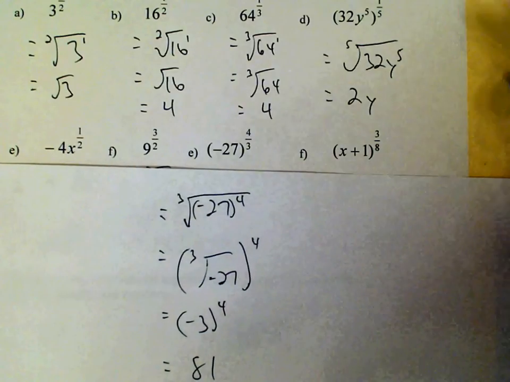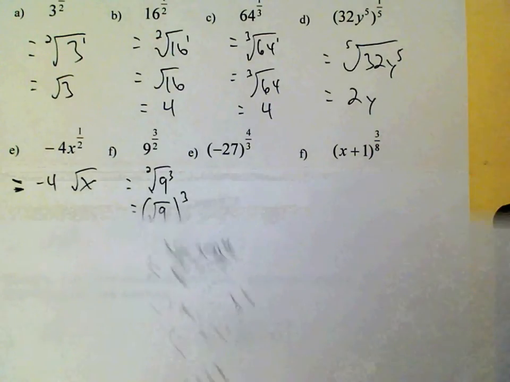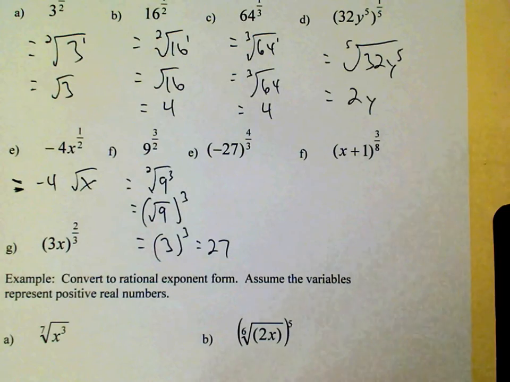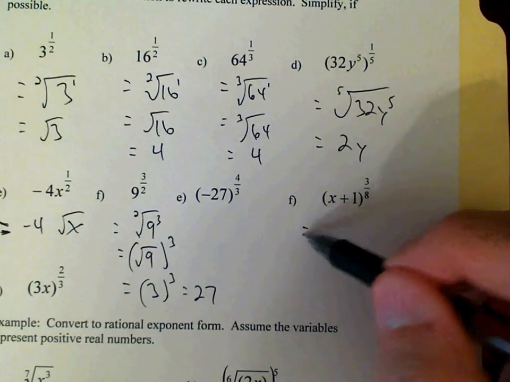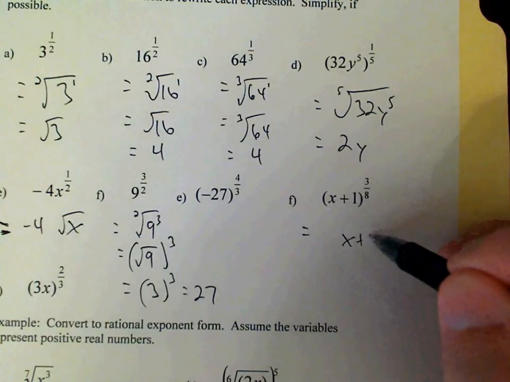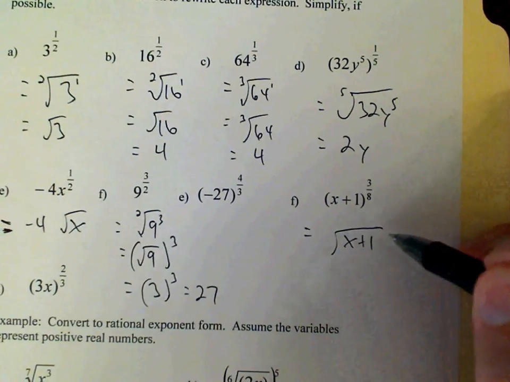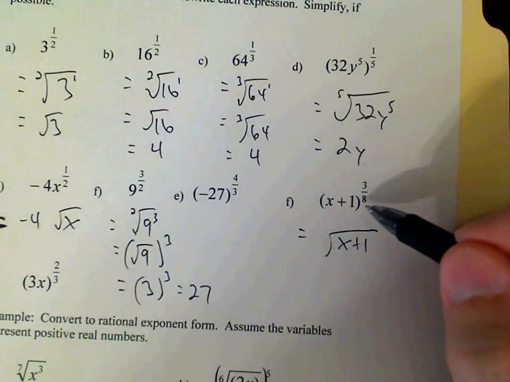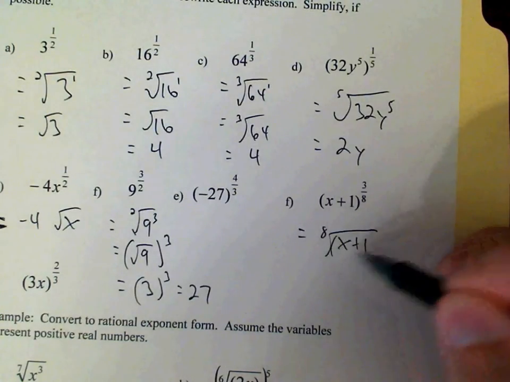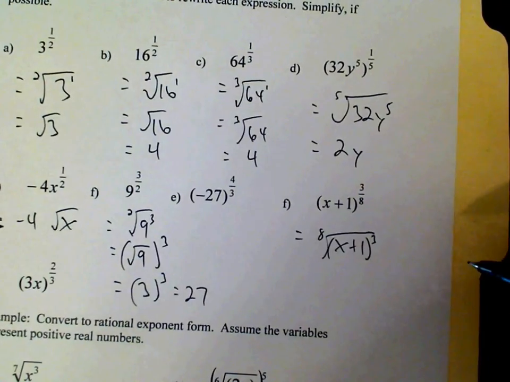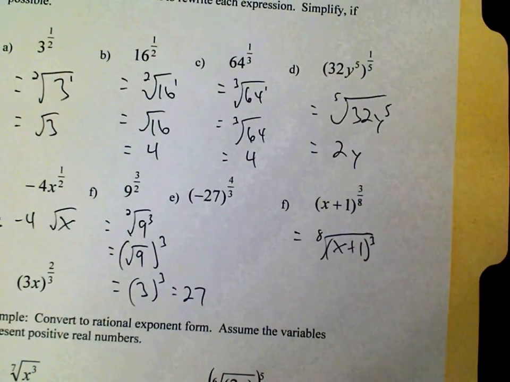Now let's go ahead and do F part. x plus 1 raised to the 3/8 power. I'm going to keep the x plus 1 as it is under the radical sign. The 8 is the denominator, which becomes the index. The 3 stays on the inside. I can pull it outside. There's no reason to, because I can't simplify any further until I'm done with that one.